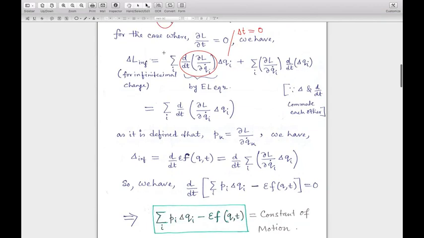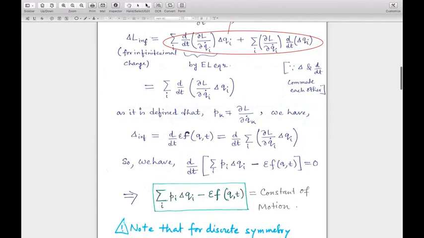Now if we have a look at the total expression over here, then you can say that this is nothing but summation over i d/dt of del L by del q_i dot times delta q_i. Now if we are talking about a conservative system for which the potential function is independent of the velocity, then you can write your p_k, the conjugate momentum, as equal to del L by del q_k dot. Then using that definition, we can write delta L infinitesimal is equal to summation over i d/dt of p_i delta q_i. That's exactly what is written over here.